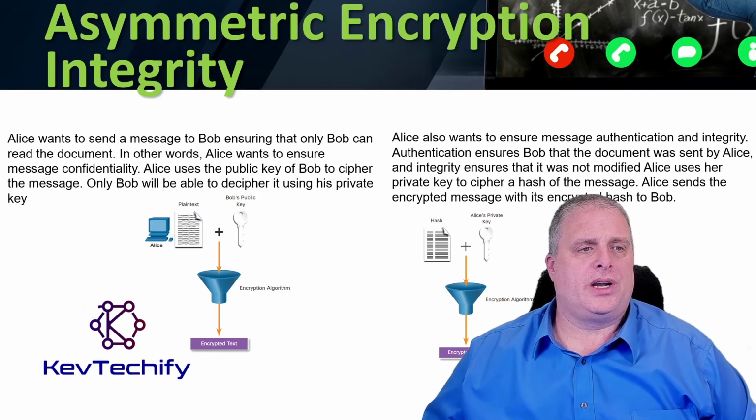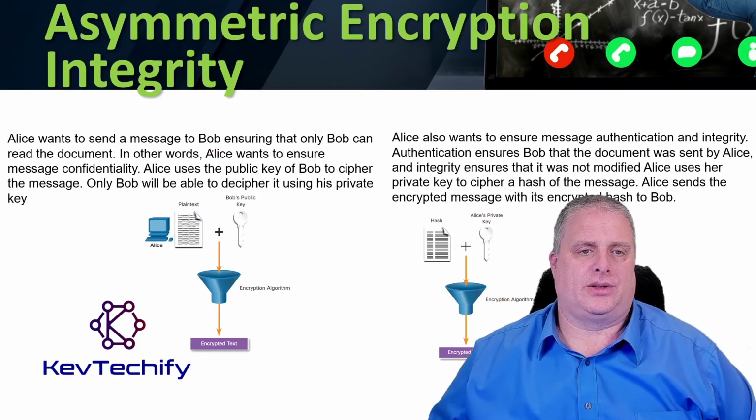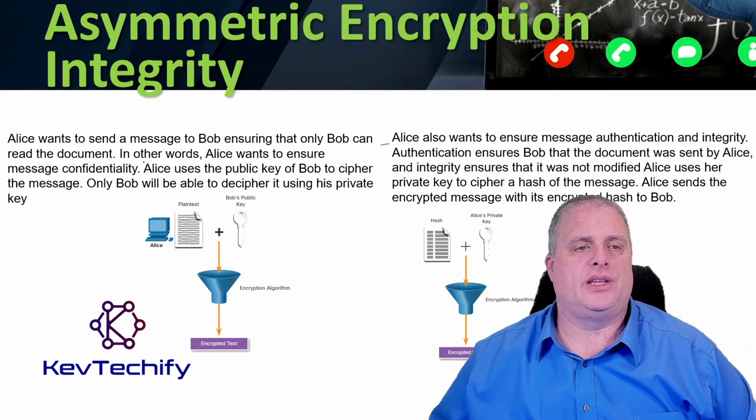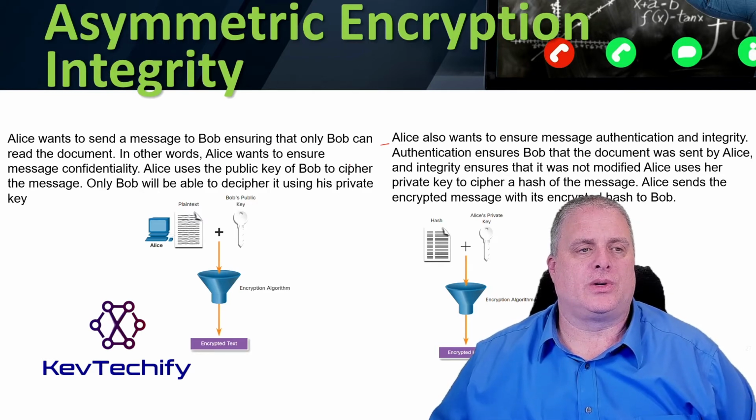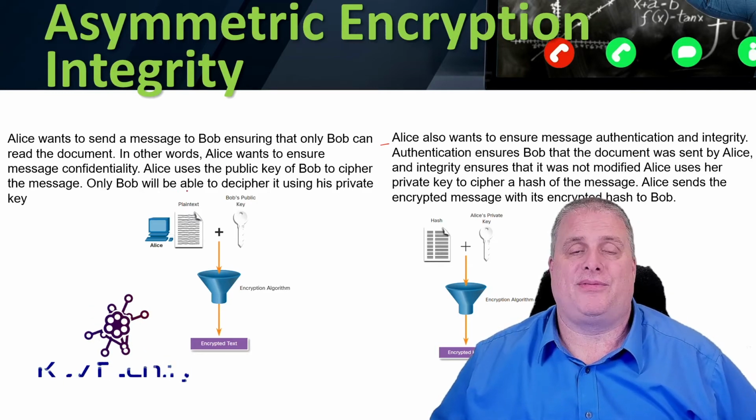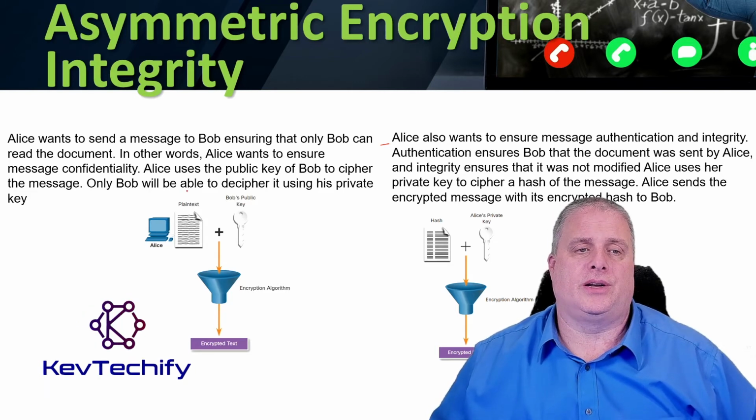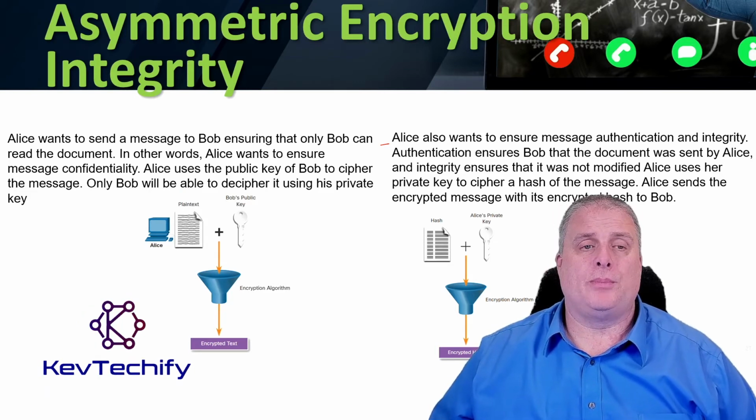Now, what we're going to do here is Alice wants to send Bob a message. So that's where we're starting. And she wants to make sure that only Bob can read the document. So what really happened here is Alice wants to send a message to Bob, confidentiality. Nobody else can read it, and make sure it's only Bob.